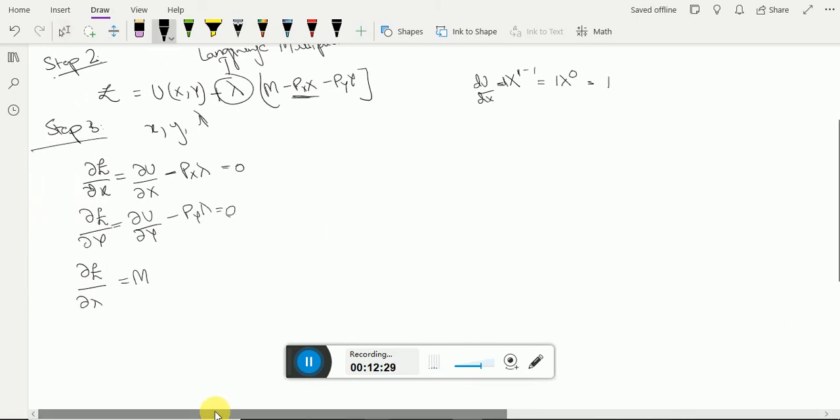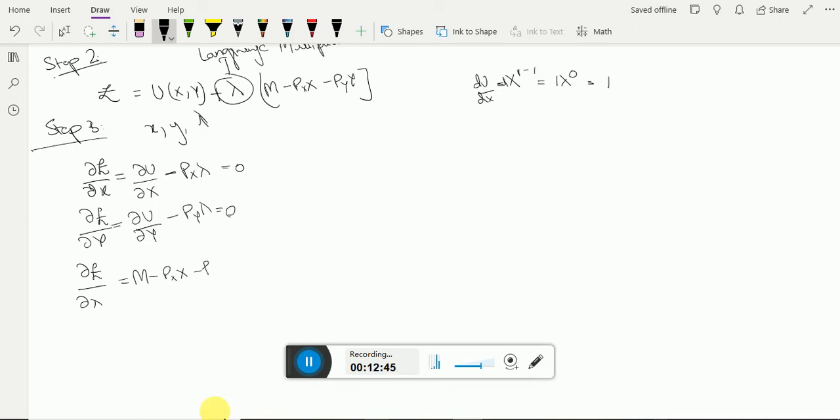Okay, now you can see that I made up this one. As you can see, when we take the derivative with respect to lambda, we only have the remaining bracket, which is m minus pxx minus pyy equals 0. So this is basically the remaining function of lambda, which is in the bracket, and when we take the derivative of the Lagrange with respect to lambda, we got this.